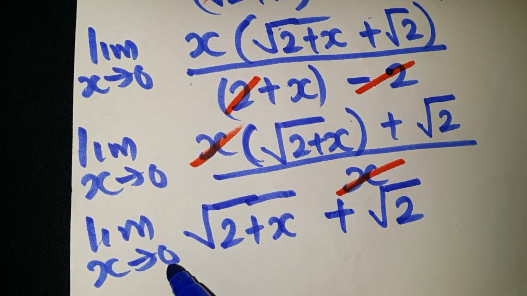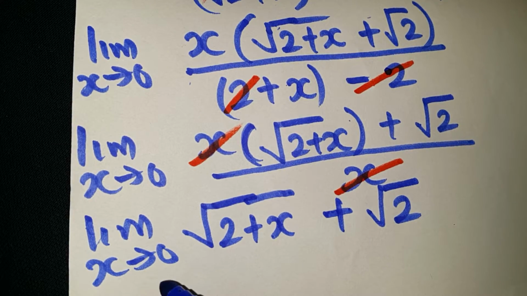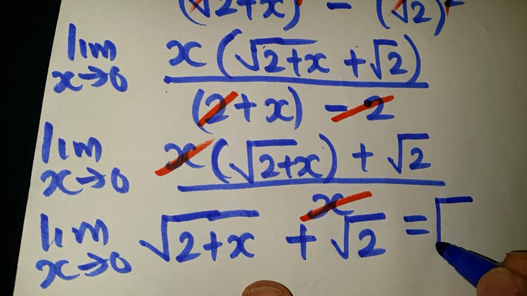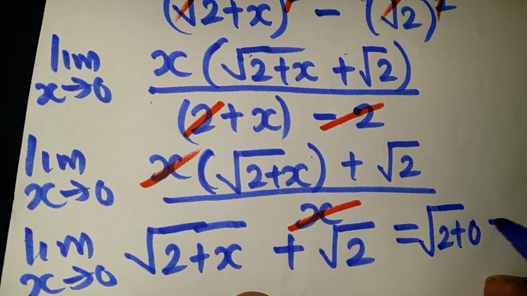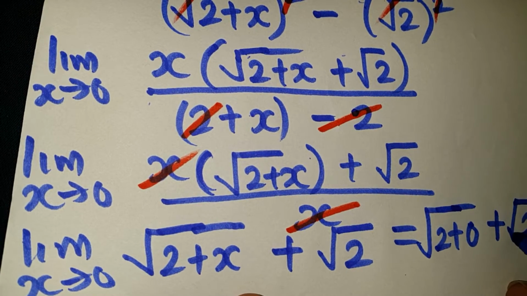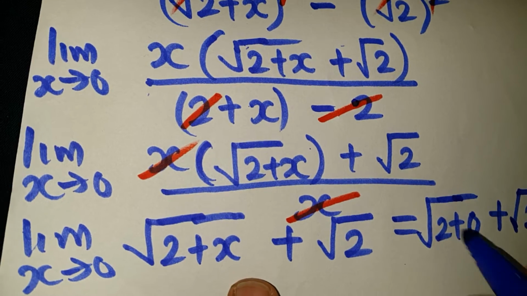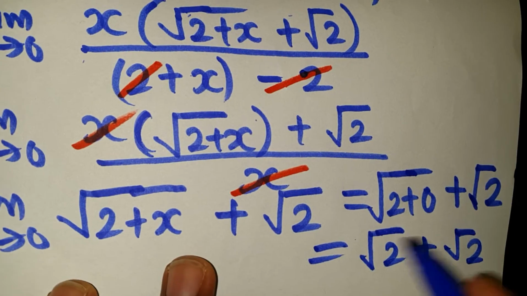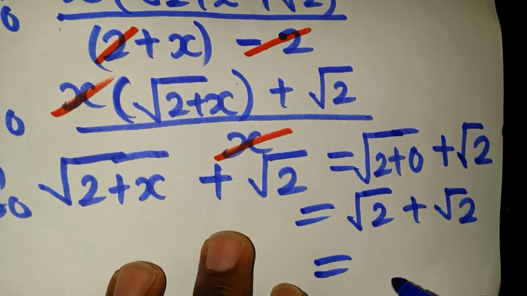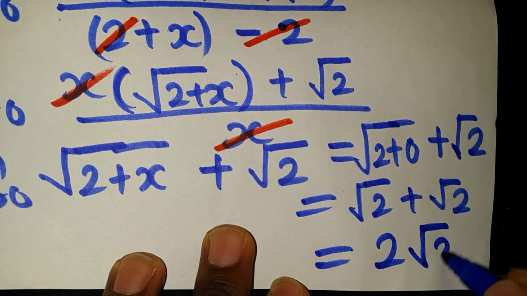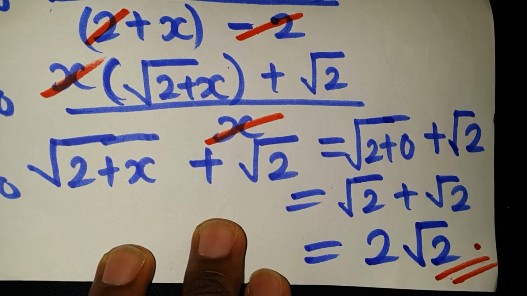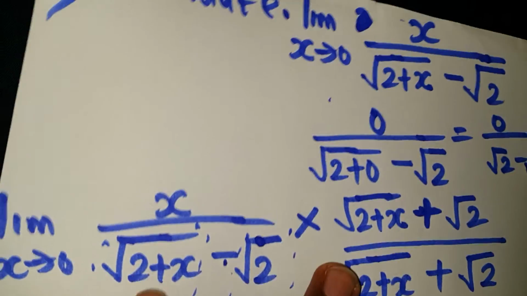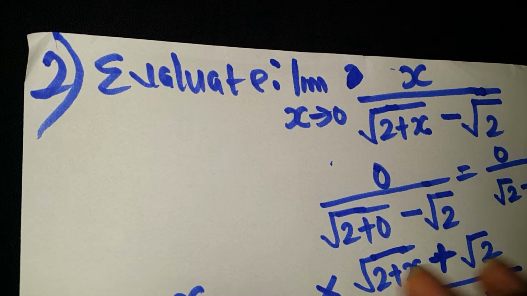Now we can plug in what x is tending to, which is 0. So let's write it out. We now have root 2 plus 0 plus root 2, which is root 2 plus root 2. So our answer will be equal to 2 root 2. So that's the answer for this function, that is this limit that is given to us.